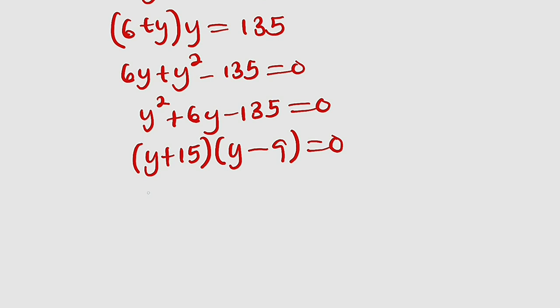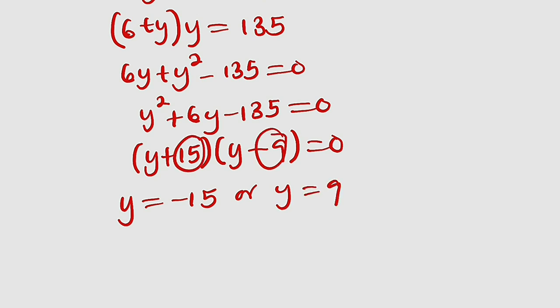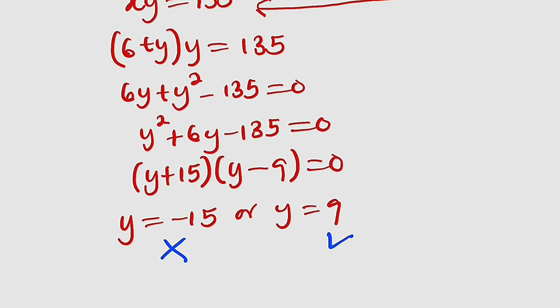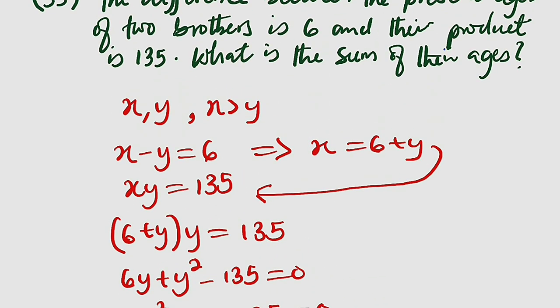By setting each factor to be equal to 0, it implies y is either negative 15 or y equal to 9 if you take these constants to the other side. But remember, we are dealing with ages, so we don't expect an age to be negative, and we're going to consider this one. So if y is equal to 9, remember x is equal to 6 plus y.